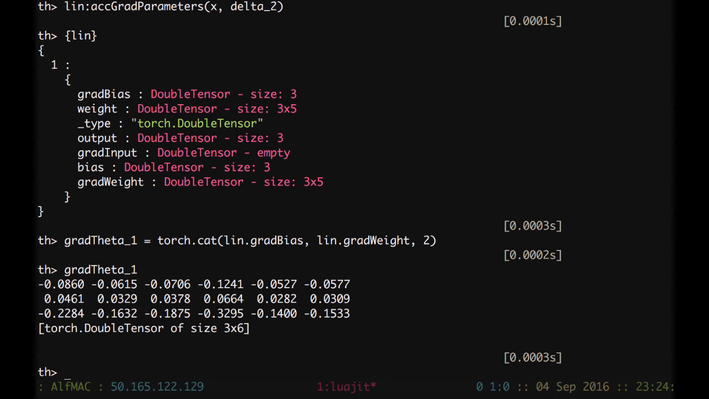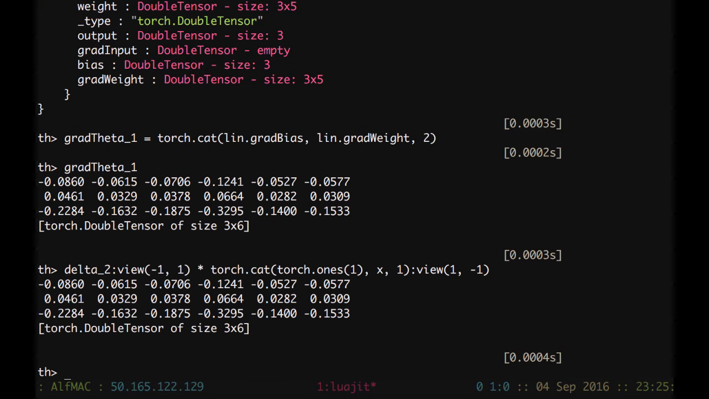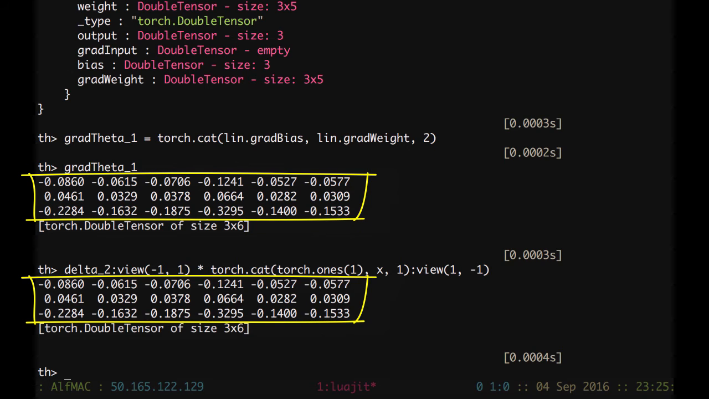Let's write it down so it's easier to explain. We have delta 2, which I'd like to view as a column vector, so it's going to have as many rows as it needs and just one column, to which I multiply the concatenation of simply a 1 and my x on the only dimension, and this one instead I'd like to view as 1 row and however many columns it has. And there we go. We got the same result. Nice.